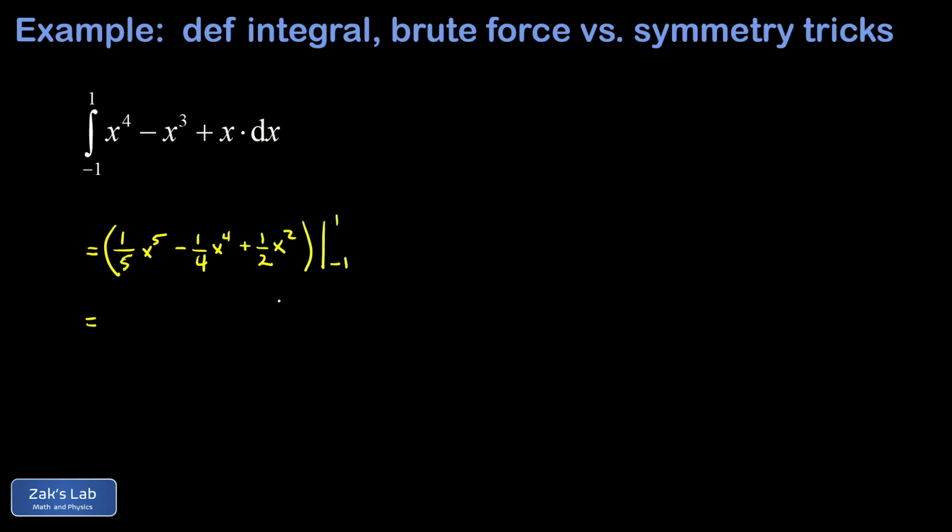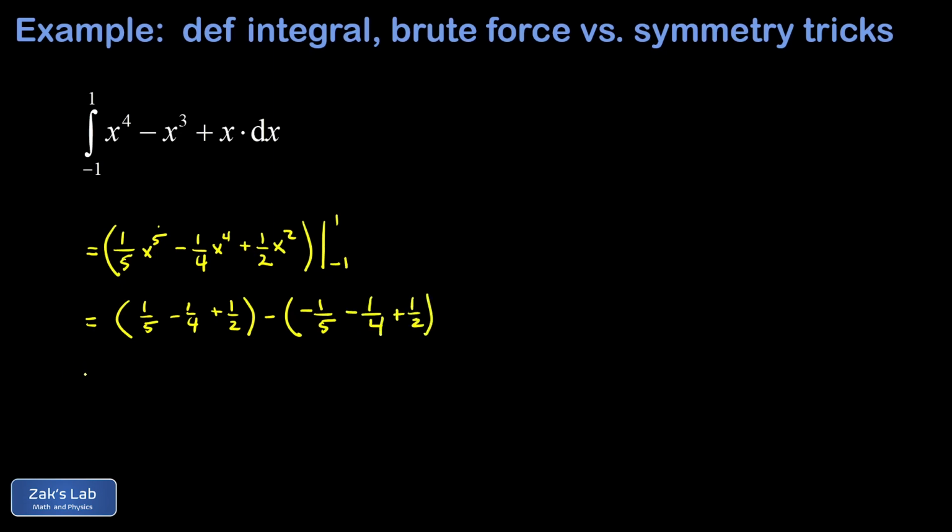When we plug in that upper limit, we replace x with 1, and we just get 1/5 minus a fourth plus a half. And you might be tempted to get a common denominator and add all those together, but it's not necessary, as we'll see in a minute. So when I sub in my lower limit, -1 to the fifth power is -1. So my first fraction becomes a -1/5, but the other two are unaffected because even powers of -1 just give me 1. So I end up with a -1/4 and a +1/2.